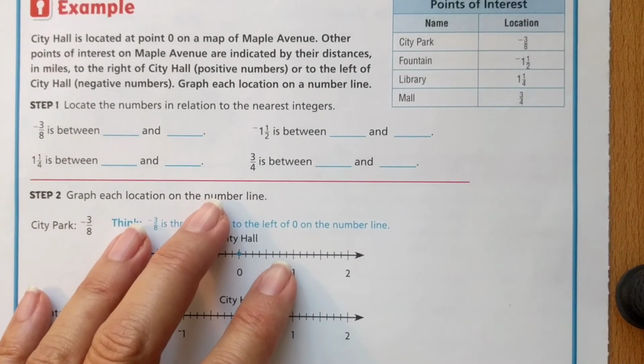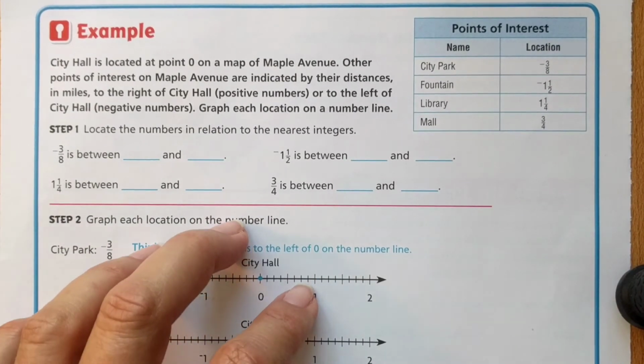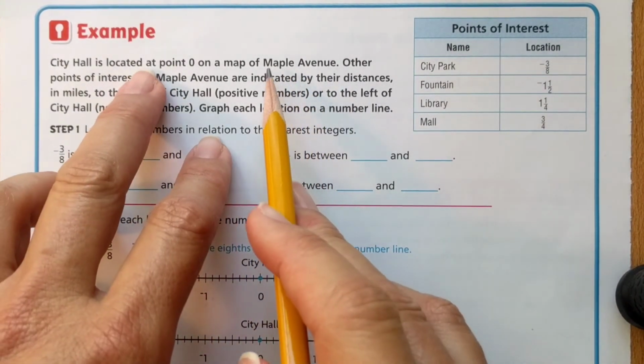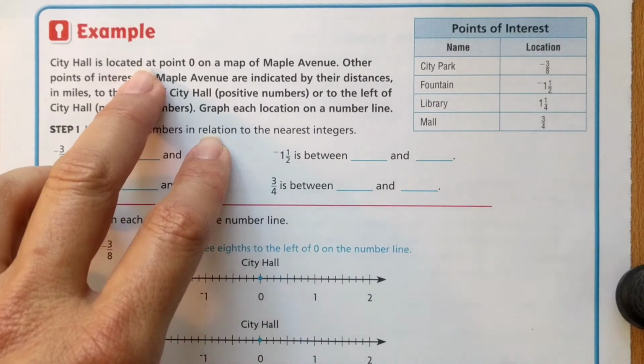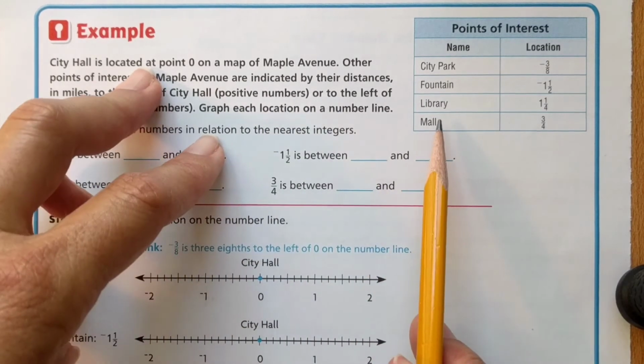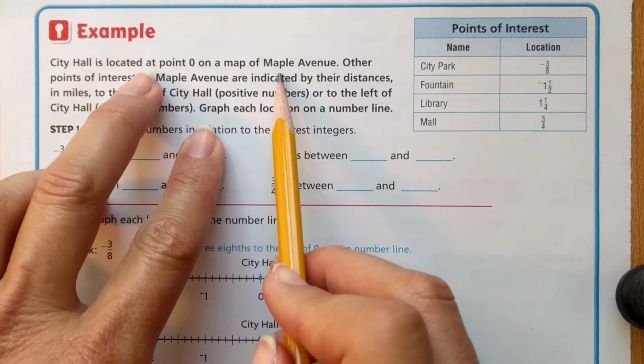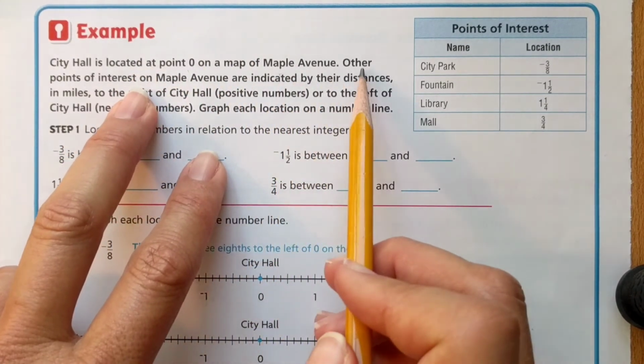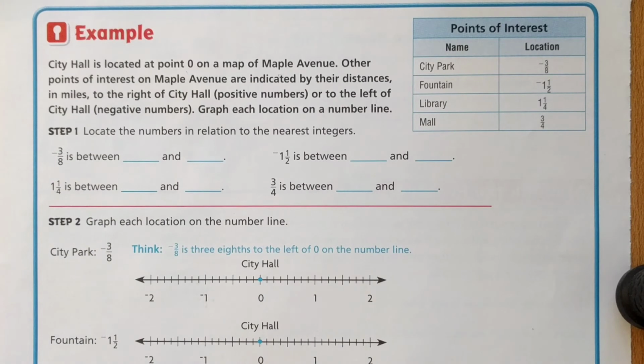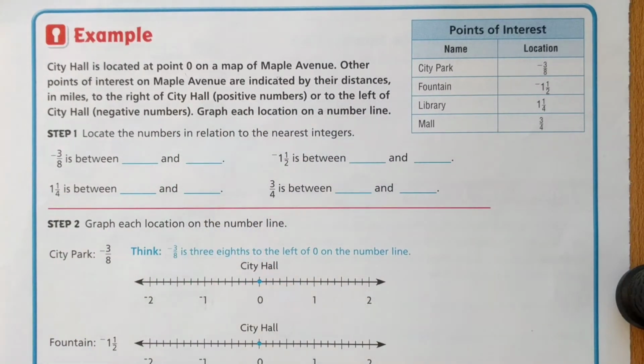And keep continuing with this skill. All right. City Hall is located at point 0 on a map of Maple Avenue. Other points of interest on Maple Avenue are indicated by their distances in miles to the right of City Hall, which are the positive numbers, or to the left of City Hall, which are the negative numbers.